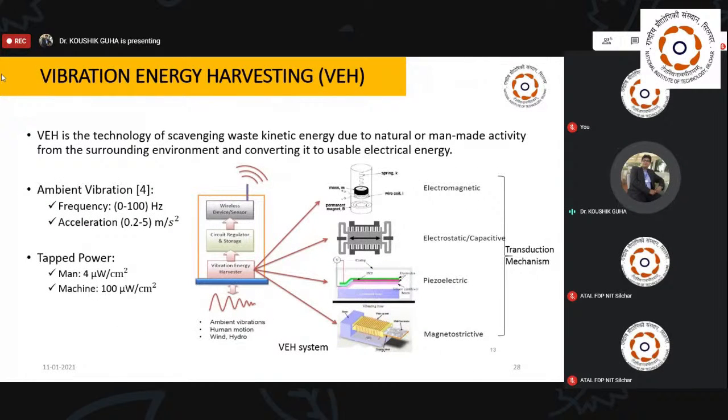Then I will mainly focus on vibration energy harvesting. Vibration energy harvesting is basically scavenging of waste kinetic energy due to some natural or man-made activity from the surrounding environment and converting it to usable electrical energy. The frequency of vibration may be 0 to 100 hertz, very low. The acceleration normally ranges from 0.2 to 5 meter per second squared. From human motion, we can generate 4 microwatt per centimeter squared, and from machines it will be very high, 100 microwatt per centimeter squared. So in industrial applications also there is good scope for vibration energy harvesting systems to harvest the energy.